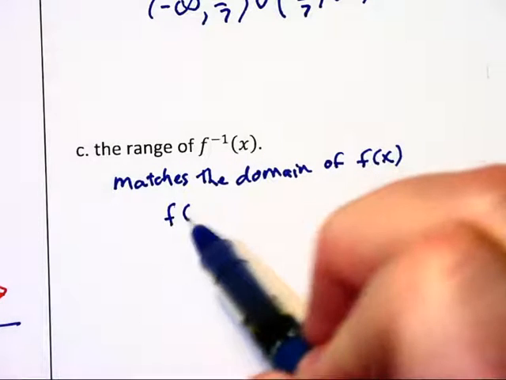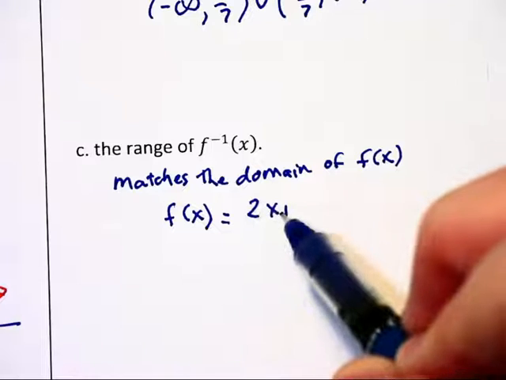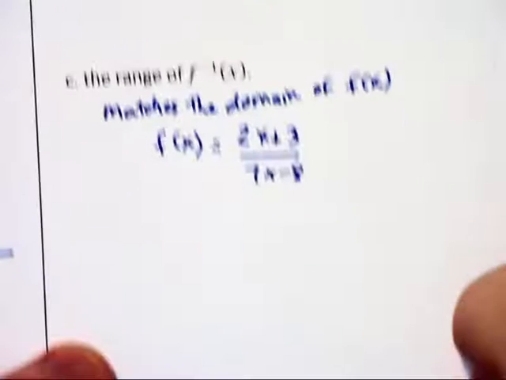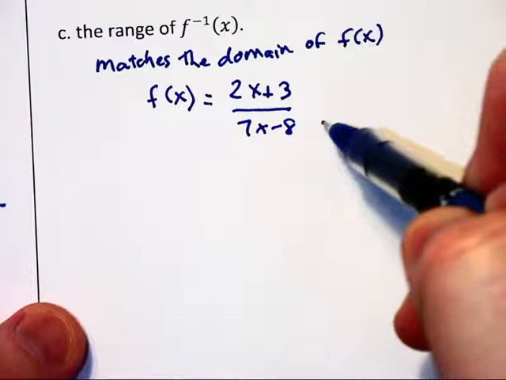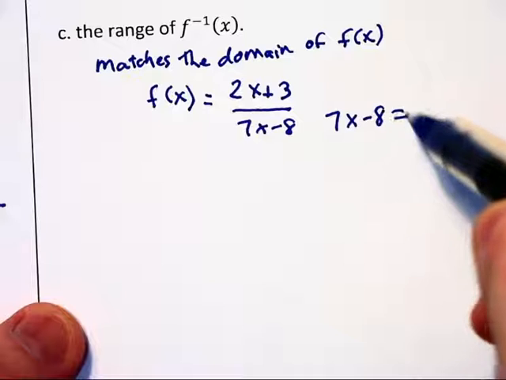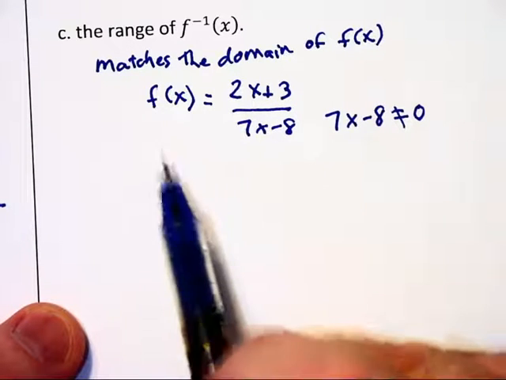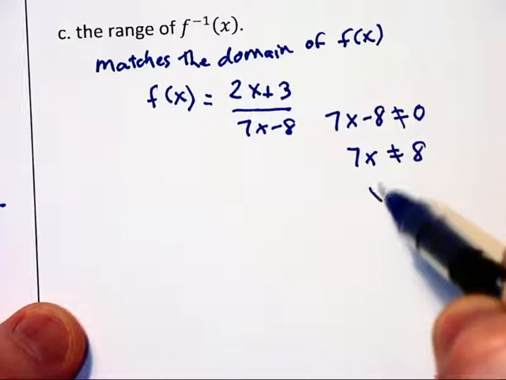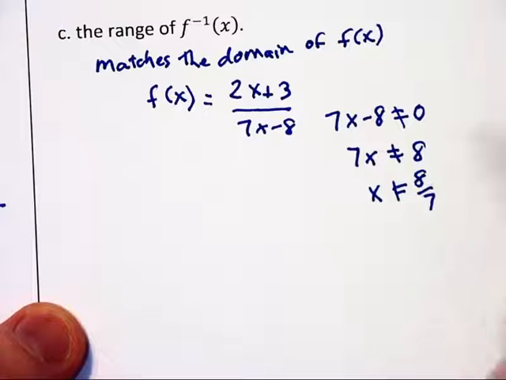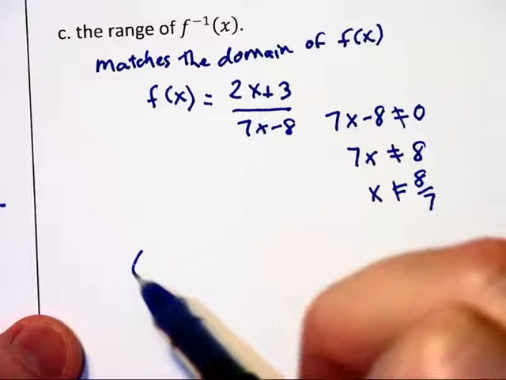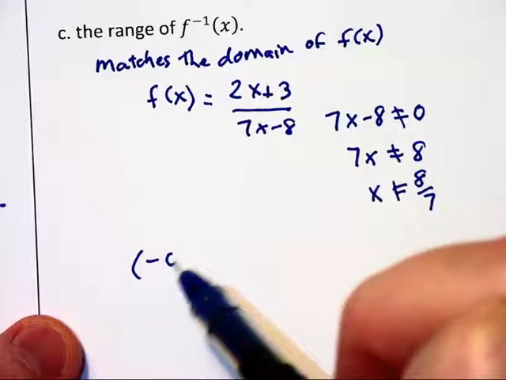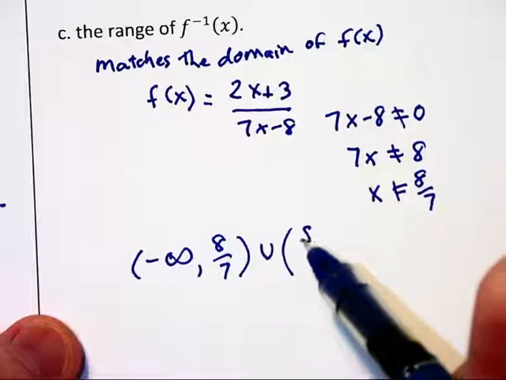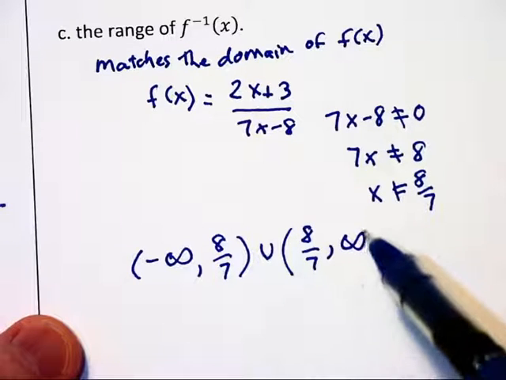So if we look at f of x, which was 2x plus 3 divided by 7x minus 8, we should now be able to look at the domain of this, saying 7x minus 8 is not allowed to equal 0, and that should match the range of f inverse. 7x is not allowed to equal 8, and x is not allowed to equal 8 over 7. So more specifically, written in interval notation, we will have negative infinity to 8/7, which we do not include, united with the numbers to the right of 8/7.